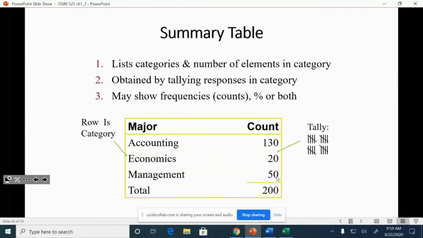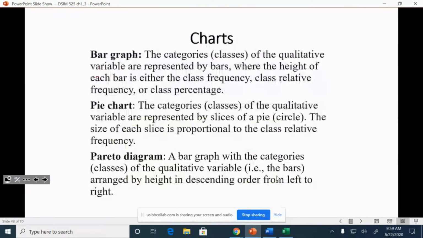So a summary table lists categories and numbers of elements in categories obtained by tallying responses in a category. Does anybody use pivot tables? It kind of looks like a pivot table to me, but that's how we can pull that together. We are told that we're going to use a lot of tables. Yeah, used it some in my class, but I think there's another tech class that you'll probably use it a lot.